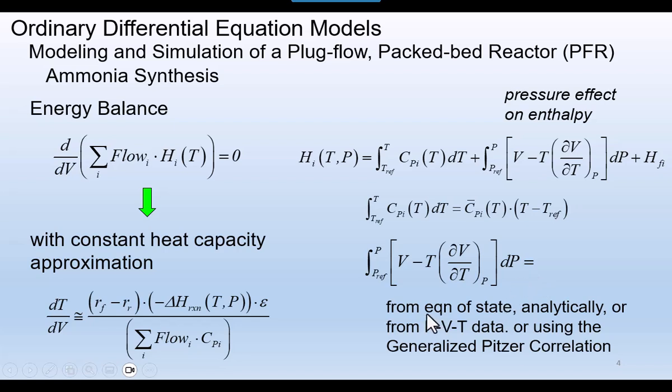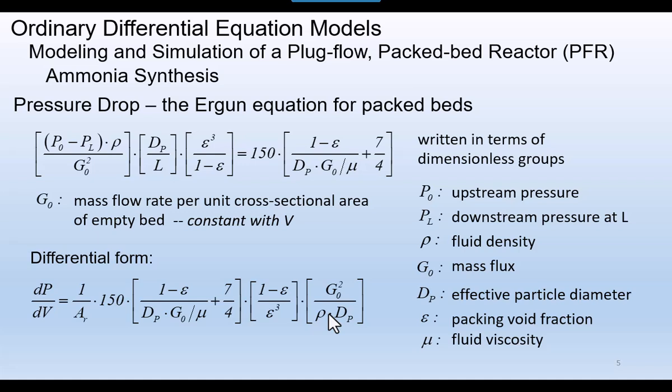We can deal with it if we have an equation of state that we can work with analytically. We can work with actual data, or we can use something called the generalized Pitzer correlation, which you will see, all right? So then we move on and we say, well, what about pressure drop as we go through this packed bed? And the typical relationship that's used to predict this is the Ergun equation, which is denoted here in terms of nomenclature that is defined over on the right.